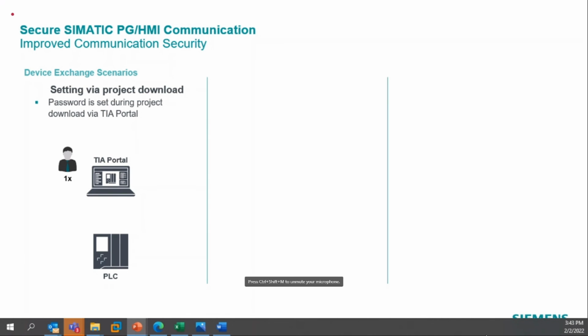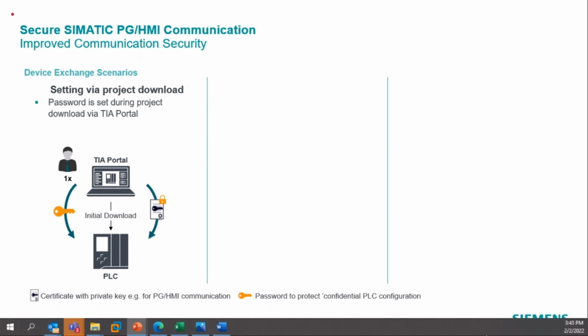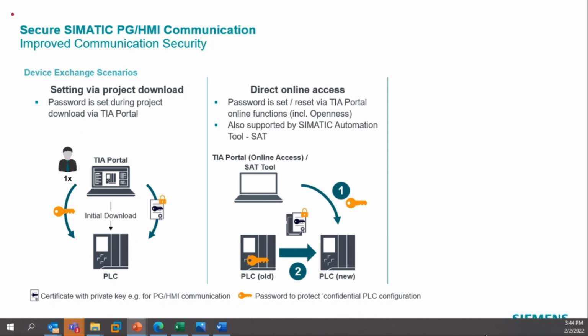So now it is important to keep in mind that this setting has an impact on the device exchange scenarios. There are three different possibilities to exchange an old controller with a new one. The first one: by downloading the project directly on the new controller, the password as well as the certificate will be set on the new controller during the first download. Now, for the second one: by direct online access to the new controller to set the password. After that, the memory card from the old controller can be used on the new one.